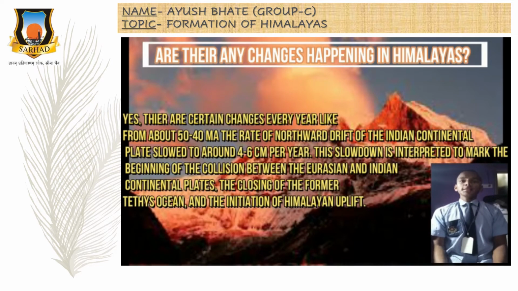Yes, there are certain changes happening in Himalayas every year, like from about 50 to 40 Ma, the rate of northward drift of the Indian continental plate slowed down to around 4 to 6 centimeters per year. The slowdown is interpreted to mark the beginning of the collision between the Eurasian and the Indian continental plates, the closing of the former Tethys Ocean, and these changes are making Himalayas uplifted. This means the height of Himalayas is increasing due to this change.